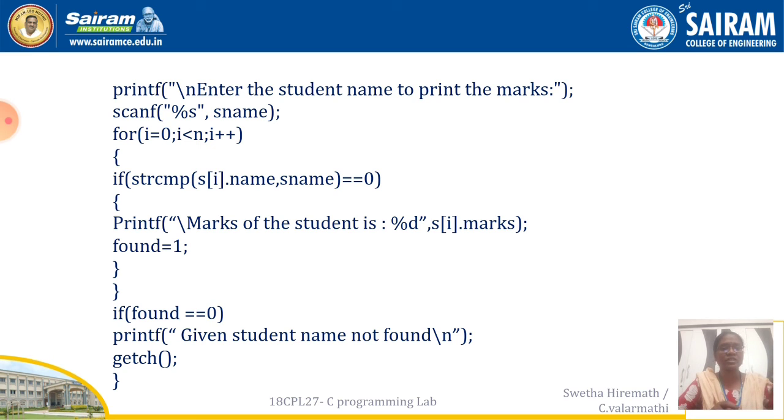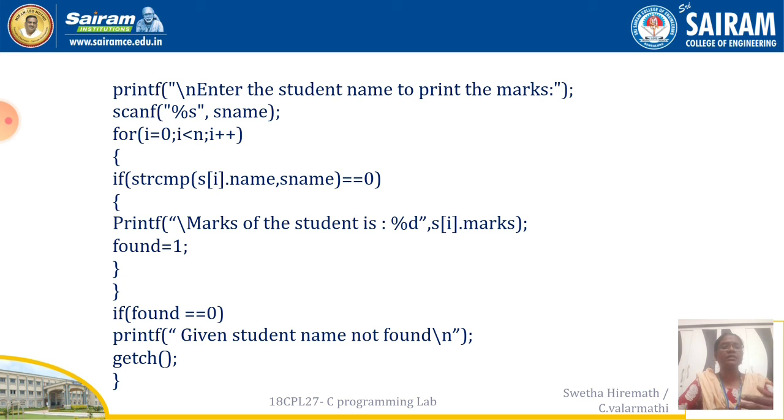I have the checking condition: if strcmp of s[i].name comma sname is equal to 0, that means both the strings are equal. At that time I can get the mark of that particular student. That will be printed in the immediate printf statement, and then I will reinitialize the found value to 1. Or else, if the string does not match the input, the value of found will retain 0. At the last, found equal to 0 means the student is not found in the list.